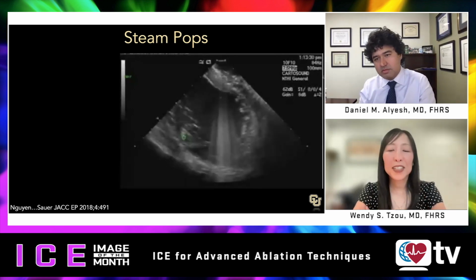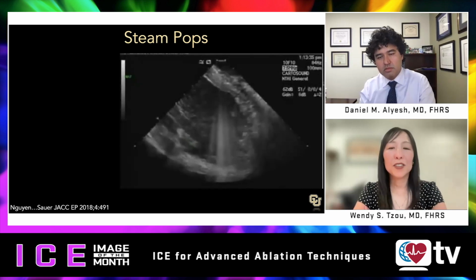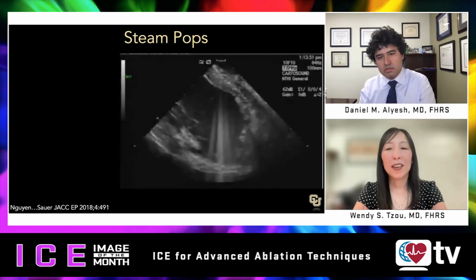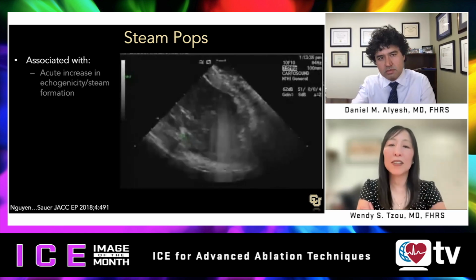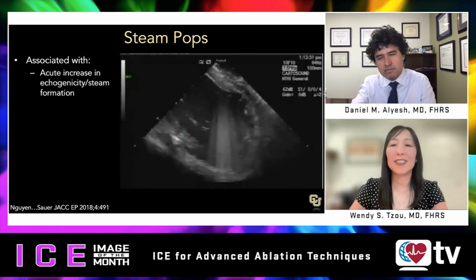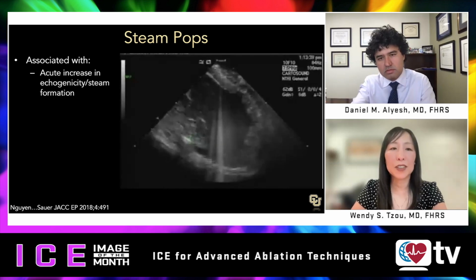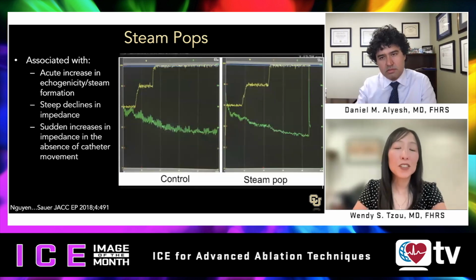Yeah, so this is an extension of other work that's been done, just quantifying the difference in the signal intensity over time. The decrease in impedance rate, as well as the increase in the pixel intensity, was associated with the pre-steam pop state. This is an example, obviously, of a steam pop on the top. And this is how a good control lesion should look. The one on the left is how a control lesion should look in terms of the impedance change.